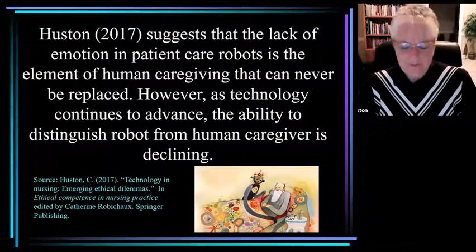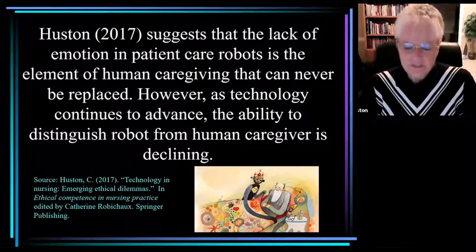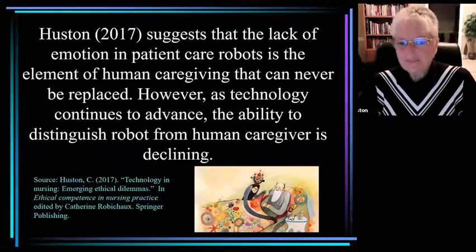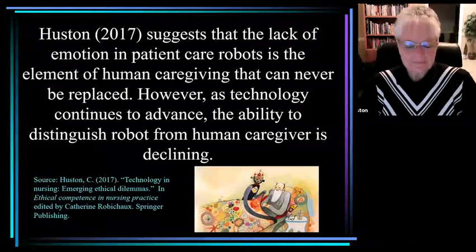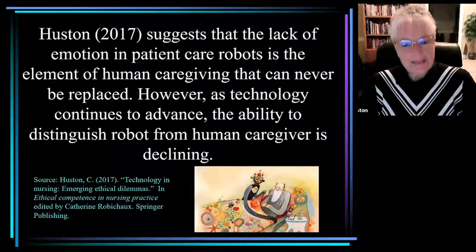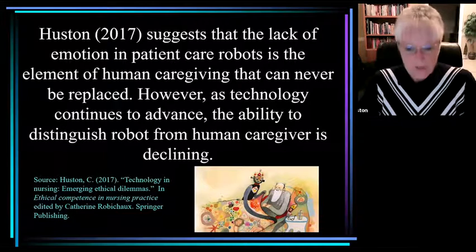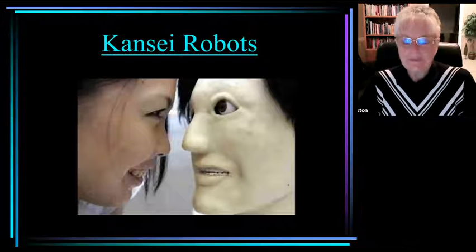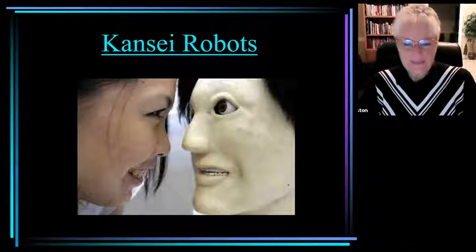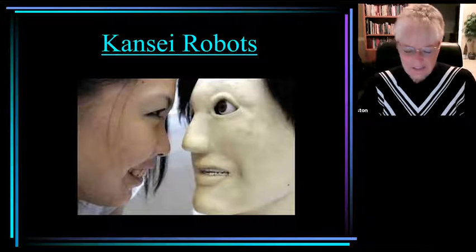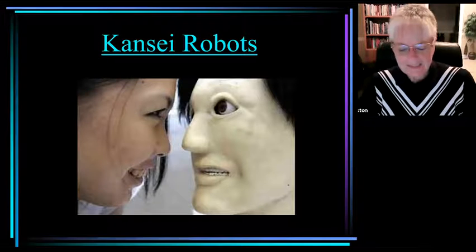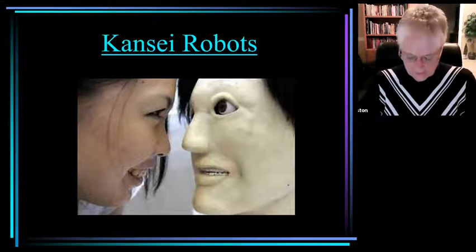But many healthcare providers, including myself, have expressed concern about the lack of emotion in robots. And we've sometimes suggested that this is the element that will never allow robots to replace human caregivers. But that distinction is becoming harder and harder to maintain. For example, we now have new technology, again, with Japan being the front runner here, that's resulted in a kind of robot intelligence known as Kansei. And Kansei literally means feeling, sensibility, or emotion.